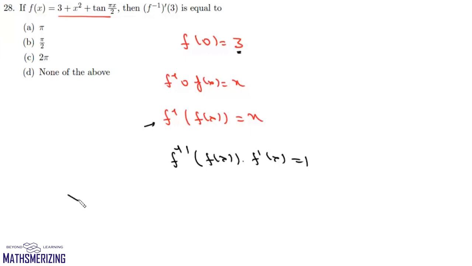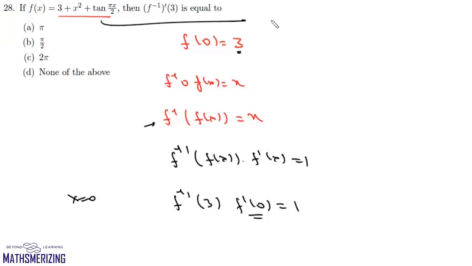So what we'll do is we'll put x as 0. If we put x as 0, we'll get derivative of f inverse at f(0), which is 3, into f dash 0 will be simply 1. We just have to find f dash 0.